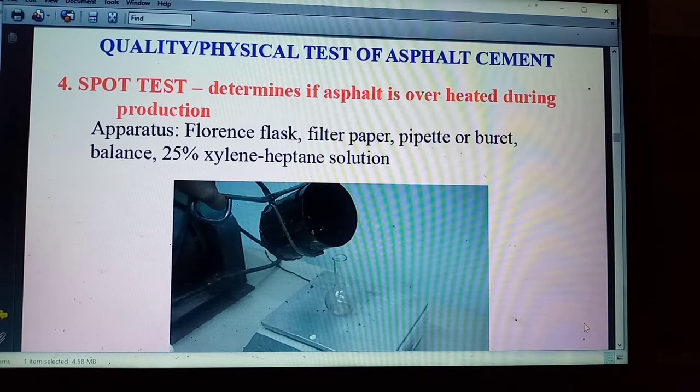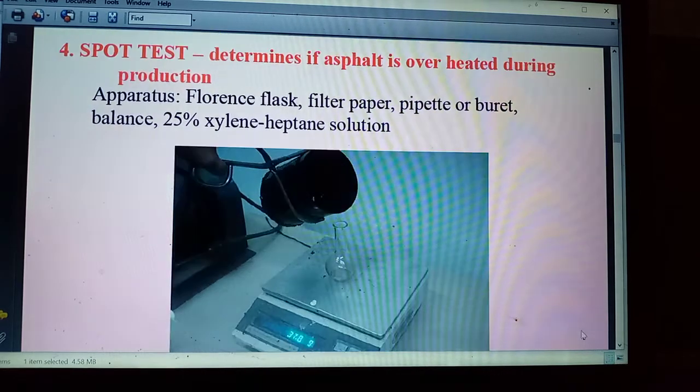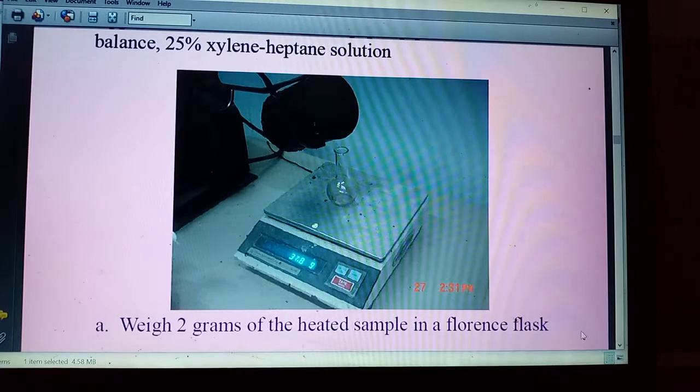Okay, so yung aparatos na gagamitin natin, dapat gamitin natin sa pag-conduct ng test na to is Florence flask, filter paper, pipette, or burette. And then balance or yung weighing scale. So other term ng balance is weighing scale. Then 25% xylene heptane solution. Okay? So, okay. So unang step is weigh 2 grams of heated sample in a Florence flask.